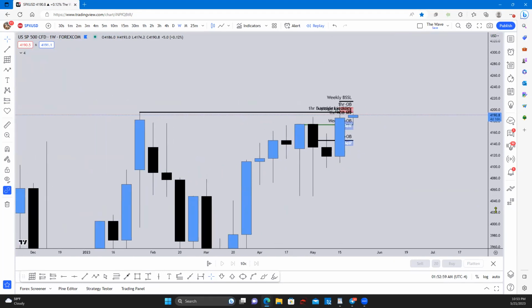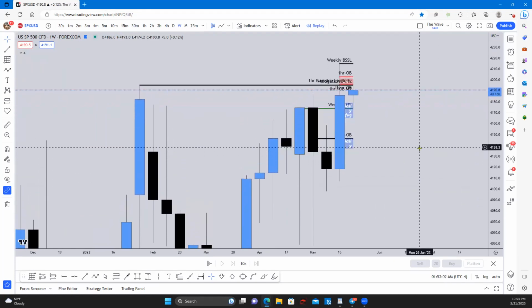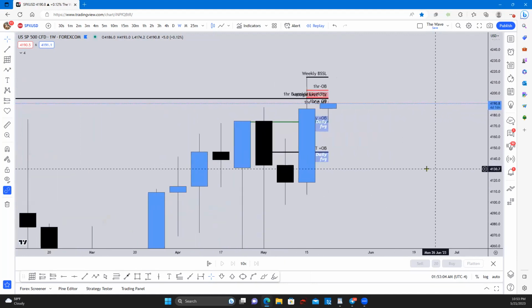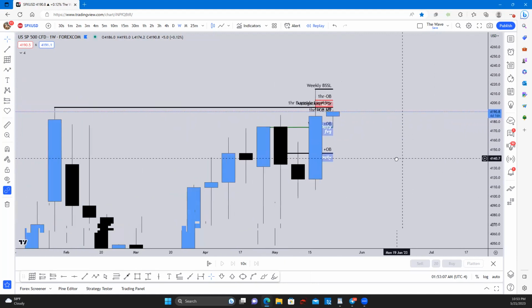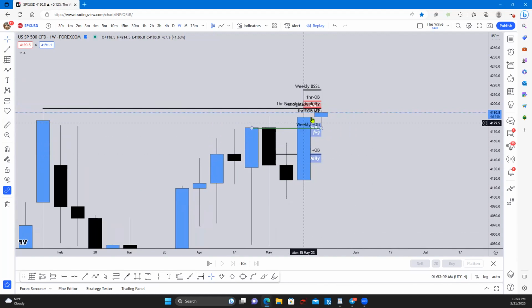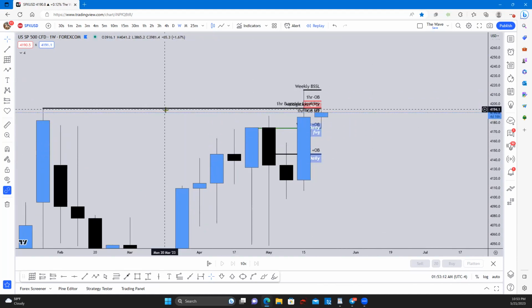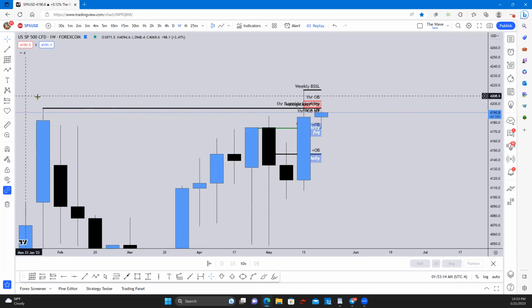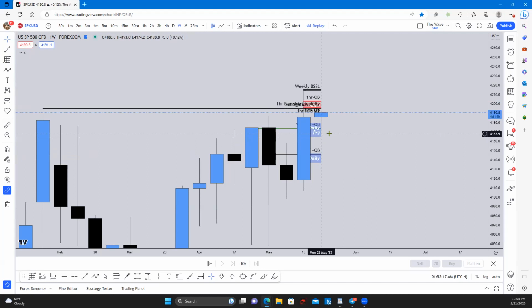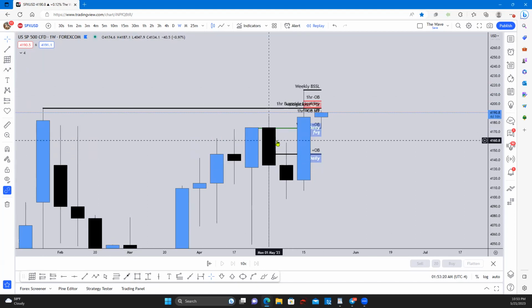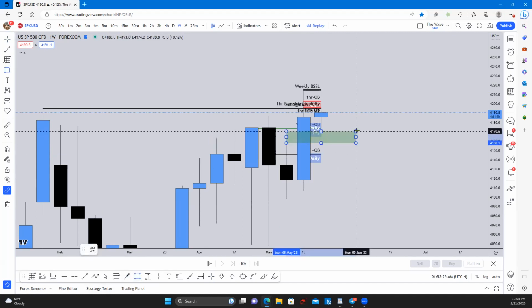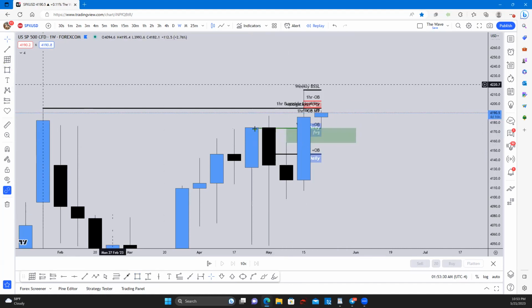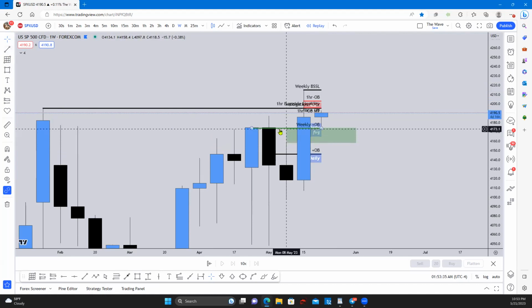Meaning, can we pair it with an order block? Can we pair it with a fair value gap? Or some sort of imbalance? As you can see, if we continue bullish here and close above this mitigation block on the weekly time frame, that will leave us this weekly fair value gap from this high to this low.